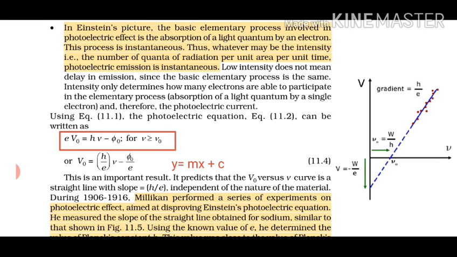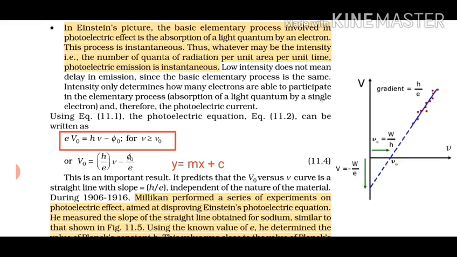If you compare this equation, it is an equation of a straight line, and the straight line equation is what? y is equal to mx plus c. y means the parameter taken along the y-axis.